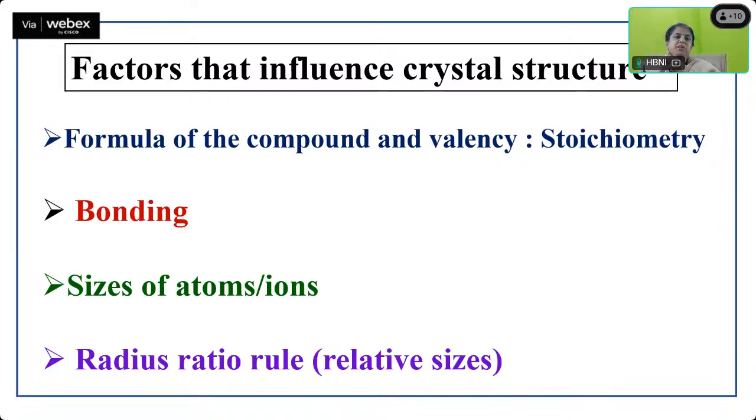Second thing, whether the bonding is ionic or covalent. We'll discuss this a little more in the next slide because this is also very essential to what crystal structure would be adopted by a material. And third, which is a very common sense kind of thing, the size of the atoms and ions that are involved, because ultimately they are getting packed. So not just their sizes, but also their relative sizes.